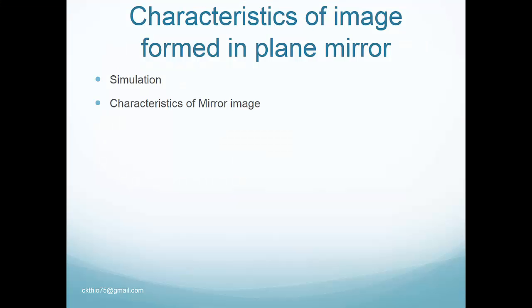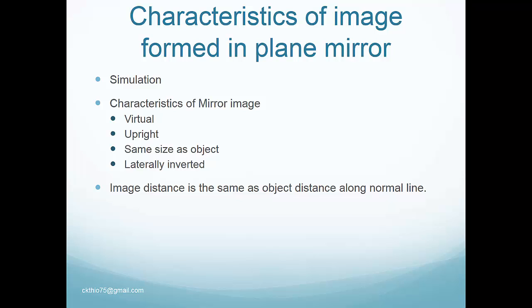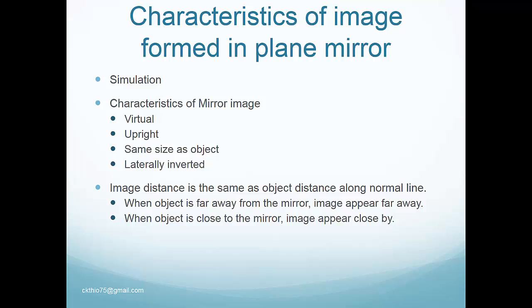So what are the characteristics of a mirror image? The first thing is that it is virtual, meaning that there's actually no actual light ray coming out of the mirror. It is upright. It is the same size as the object, so that's why you seem to see that the mirror image is exactly the same as the object. It is laterally inverted. We'll talk about that later. And one very important thing is that the image distance is the same as the object distance along the normal line for the mirror. What it simply means is that when the object is far away from the mirror, the image will appear to be far away, and when the object is close to the mirror, the image appears close by.